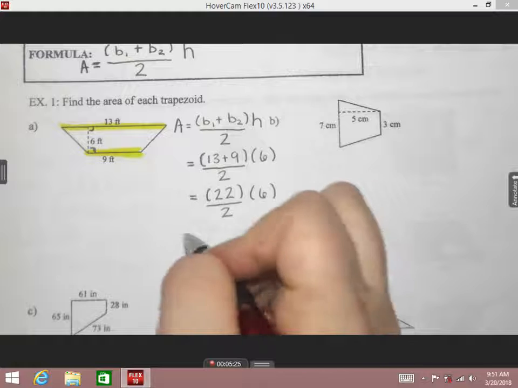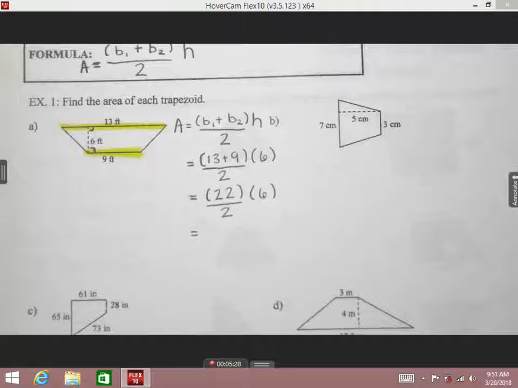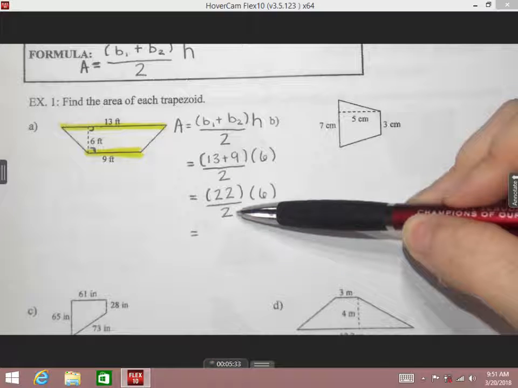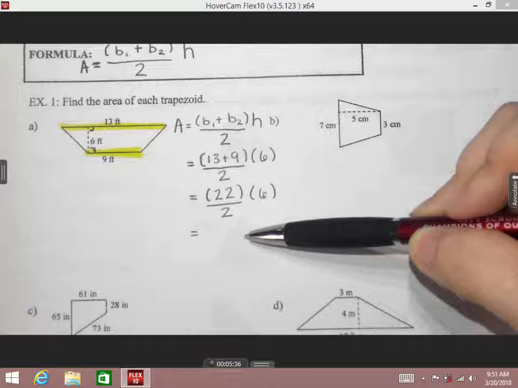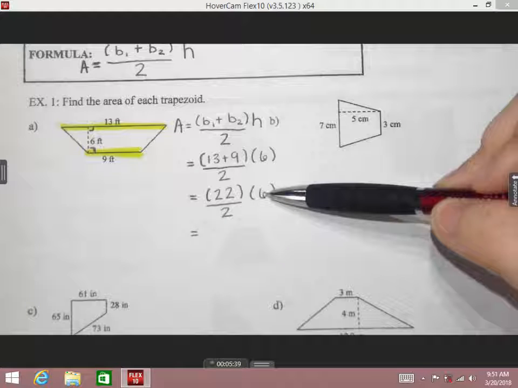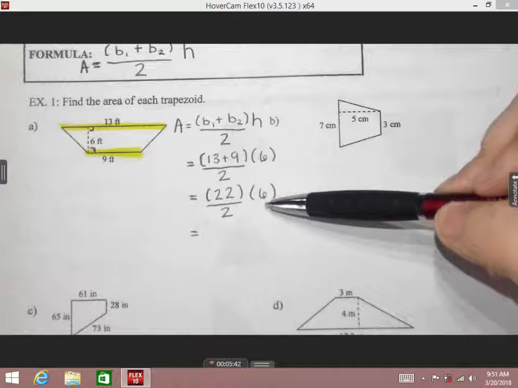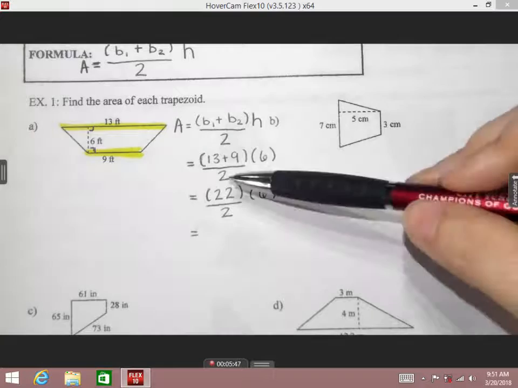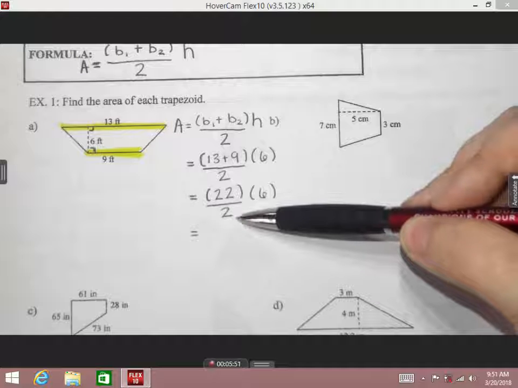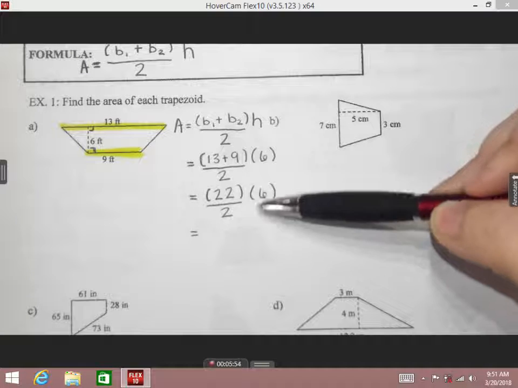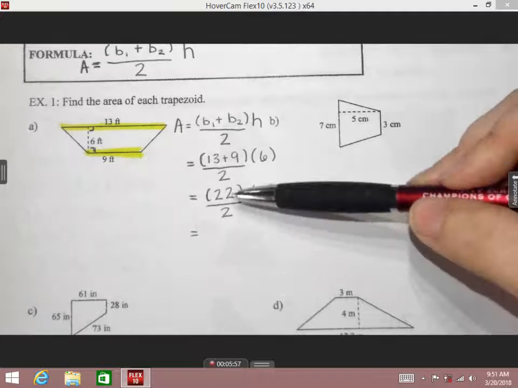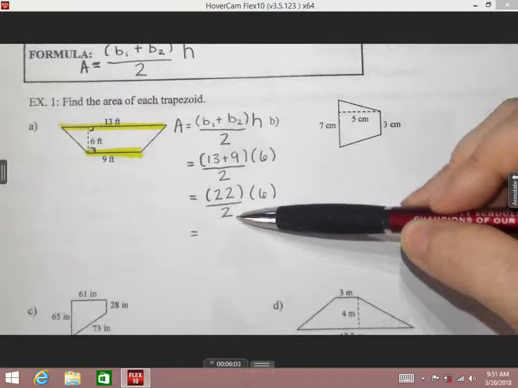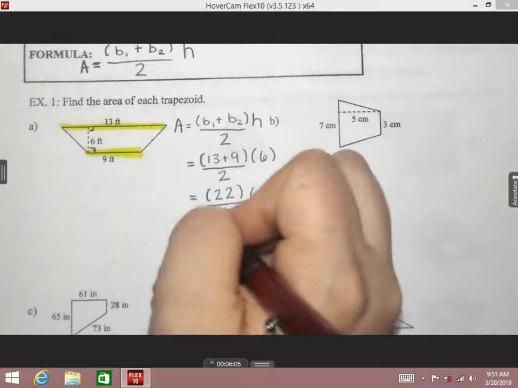Now, guys, at this point, I'll let you type it into your calculator. We have 22. You can do 22 divided by 2, which is 11, times 6, which is 66. Or we can do 22 times 6, which is 132, divided by 2, which is 66. So either way, you'll get the same answer. I like to do the division first because it keeps my numbers smaller. So 22 divided by 2 is 11. 11 times 6 is 66.